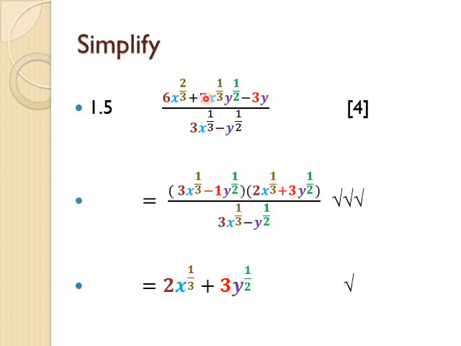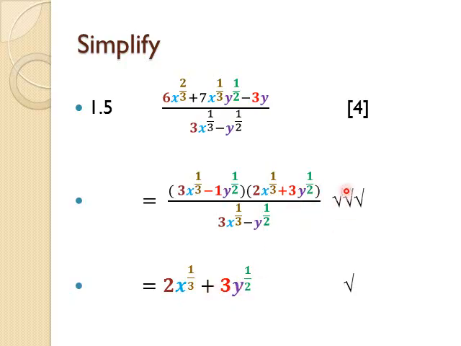To verify the middle term, minus 1 times 2 gives me negative 2. 3 times 3 gives me 9. 9 minus 2 would give me 7x a third, y half. Bottom stays the same, 3x a third minus y a half. So you should see that and that is the same. So this bracket cancels with that bracket, and I'm left simply with 2x a third plus 3y half.